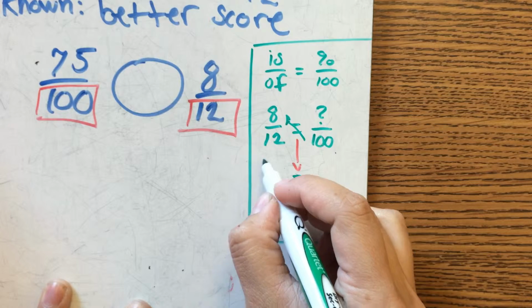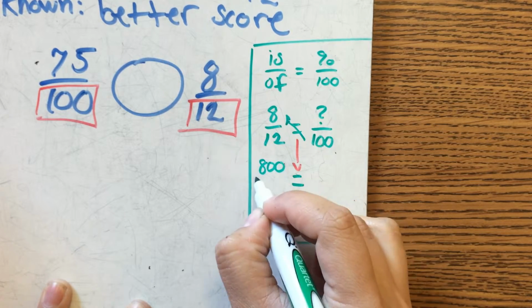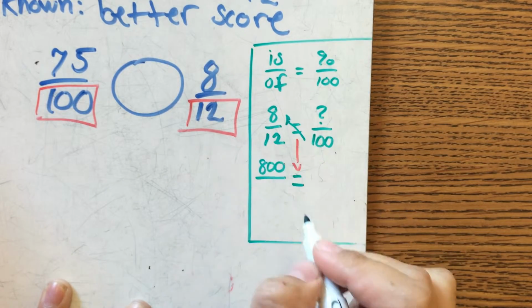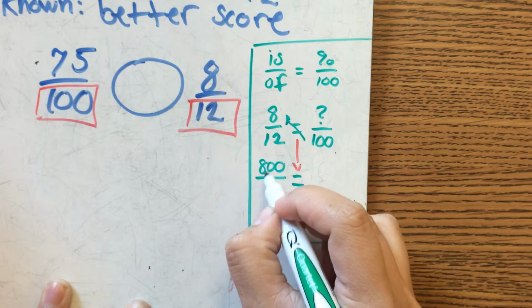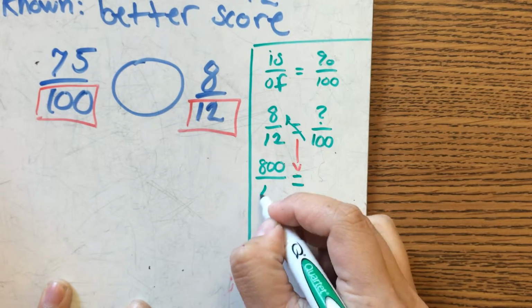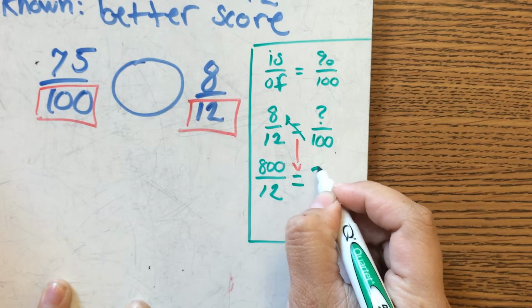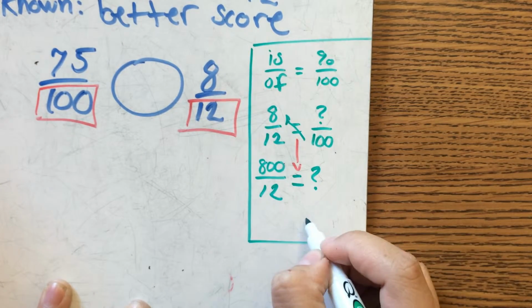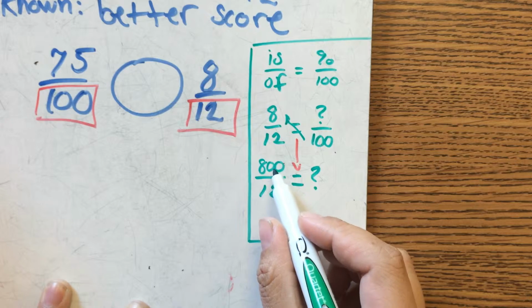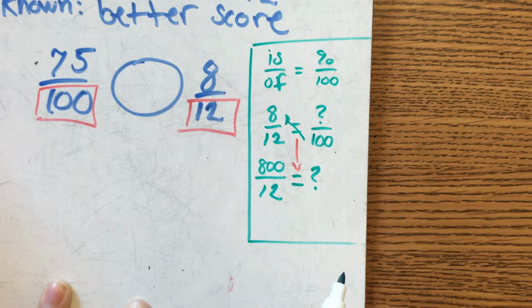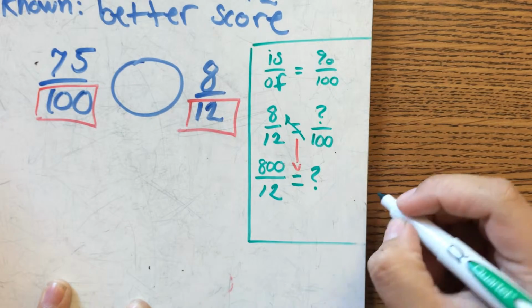We can do this really quick in our head. 100 times 8 is 800. I don't have to write that out for you. I didn't do anything to the 12 yet, so I still have to copy that down. And I didn't solve for the question mark yet, so I still have to copy that down. Now we have 800 divided by 12. Let's see what we get.